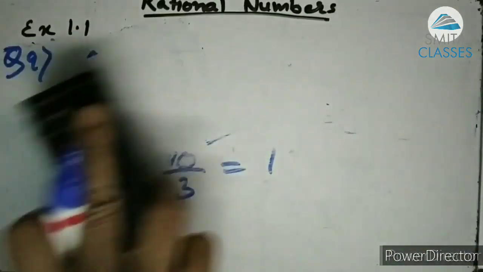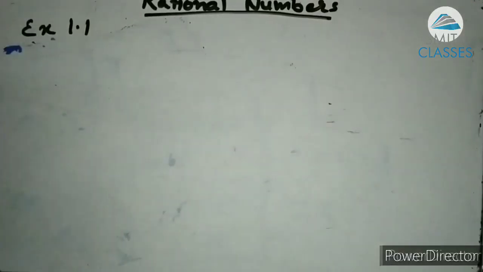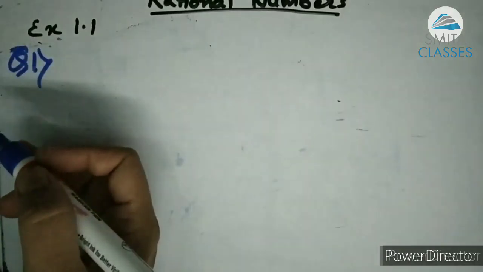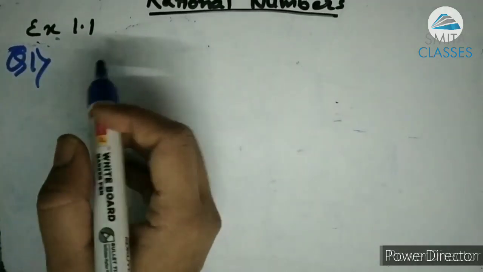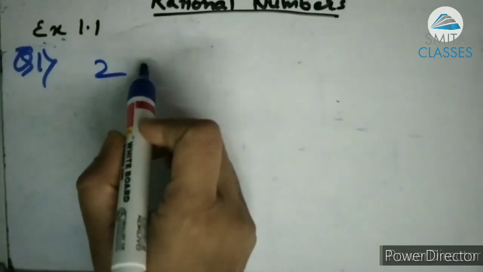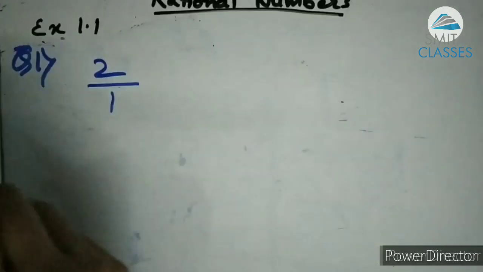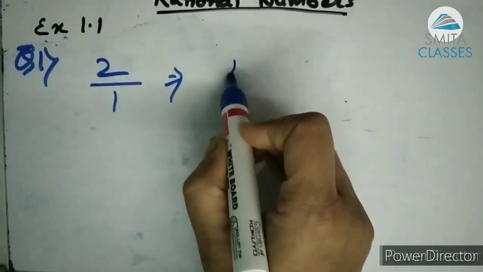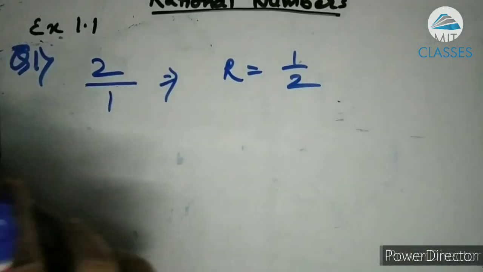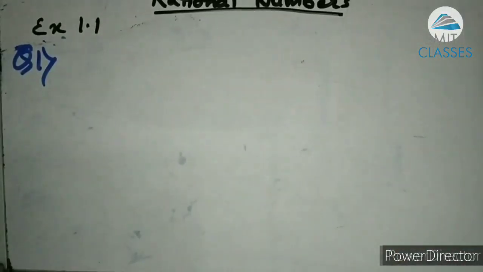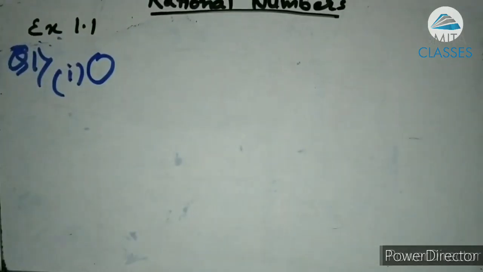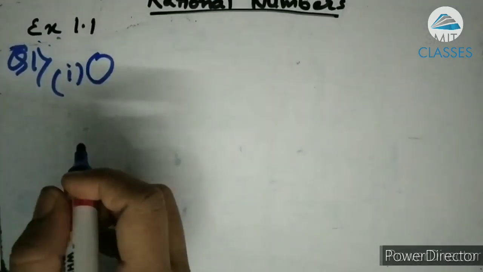In question number 10, they are asking to write a rational number that does not have a reciprocal. Any number that does not have a reciprocal. For example, if there is a number 2, we can write it as 2 by 1, and its reciprocal can be written as 1 by 2. So we have to find such a number which does not have a reciprocal. So the answer is 0. 0 is the only such number which does not have a reciprocal.